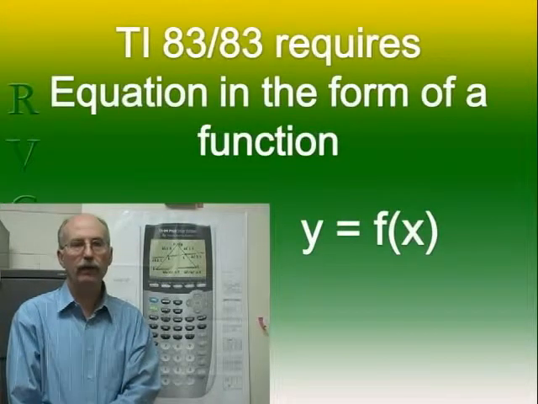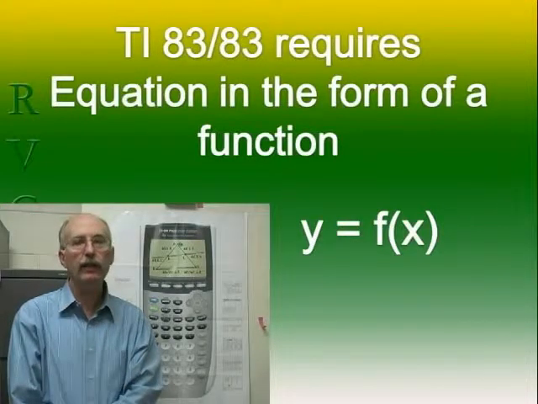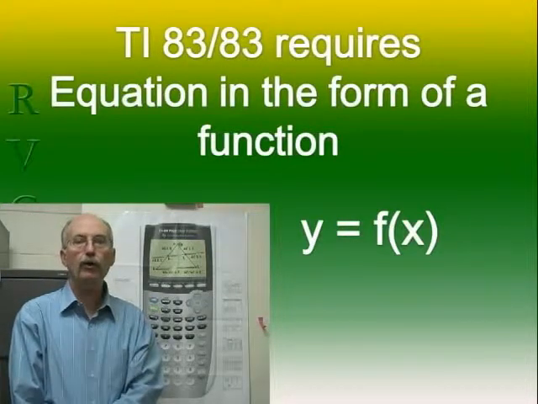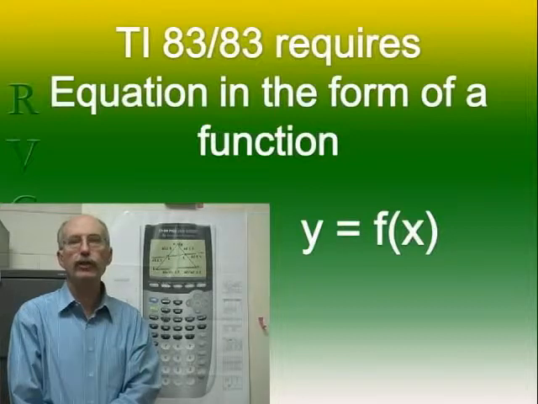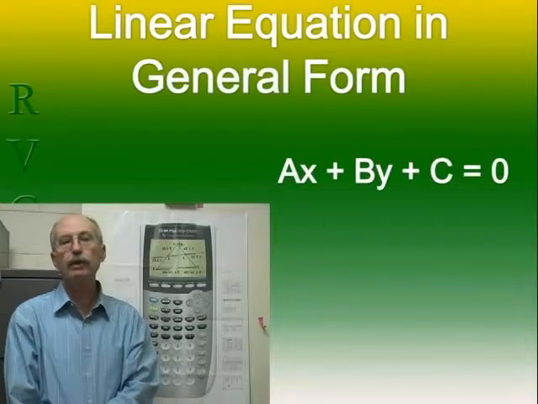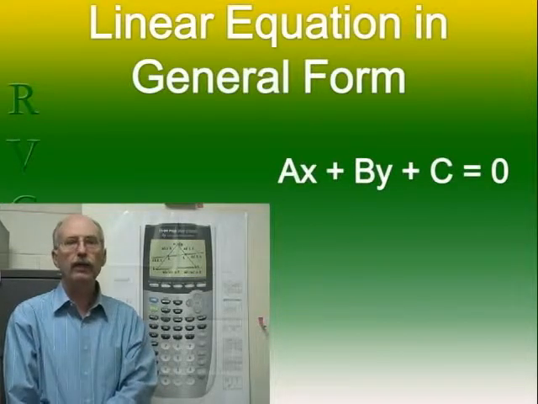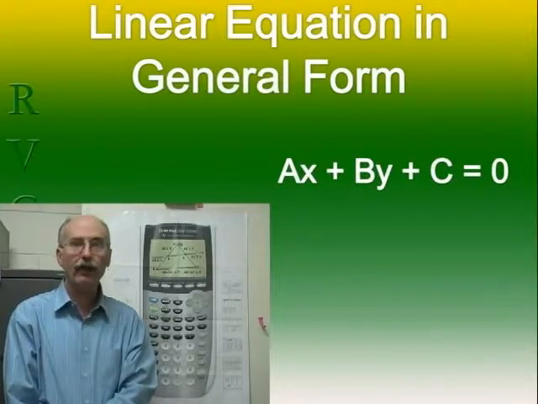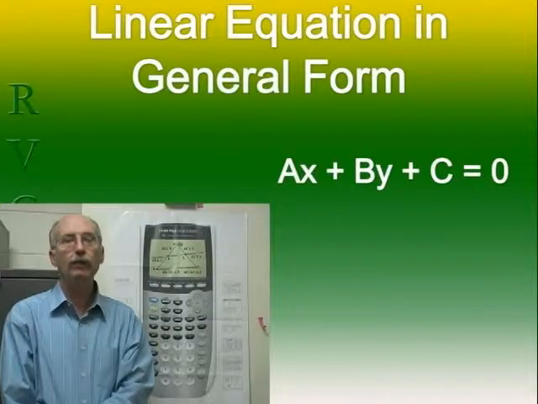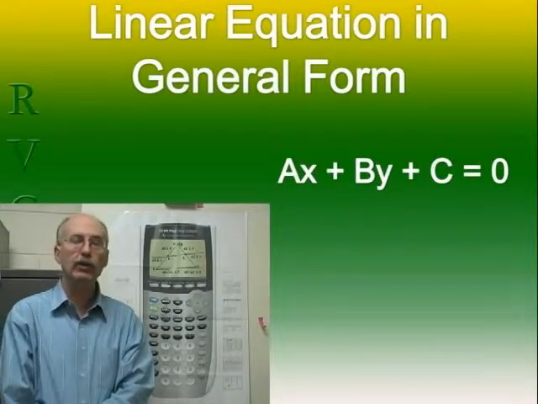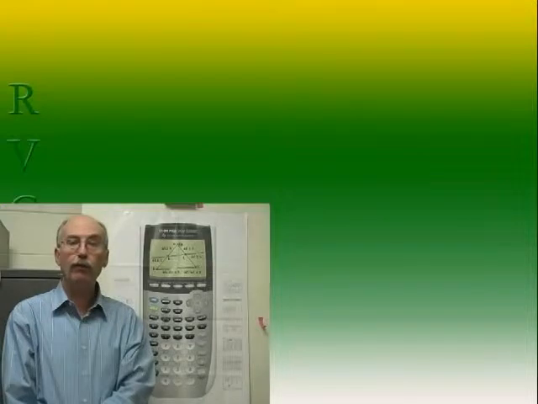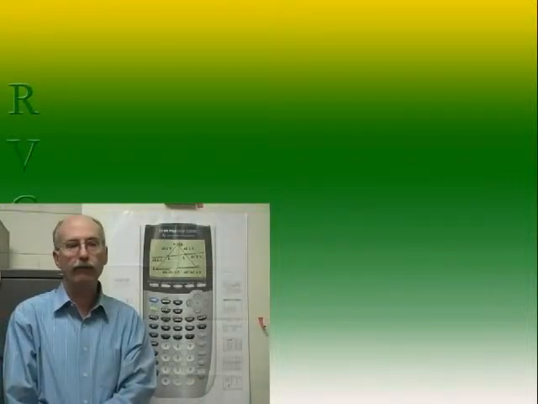To graph an equation, it must first be put into the form of a function, y equals f of x. The right side must not contain any y's. So suppose, for example, you were given a linear equation in its general form, ax plus by plus c equals 0. You would have to convert it outside of the calculator on a piece of paper all by yourself into a form that's acceptable. For example, the slope-intercept form. The slope-intercept form is y equals mx plus b.